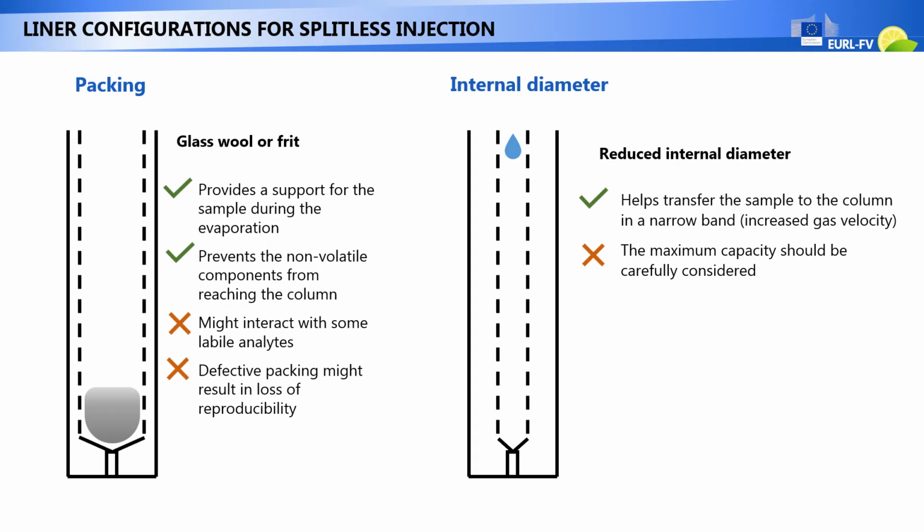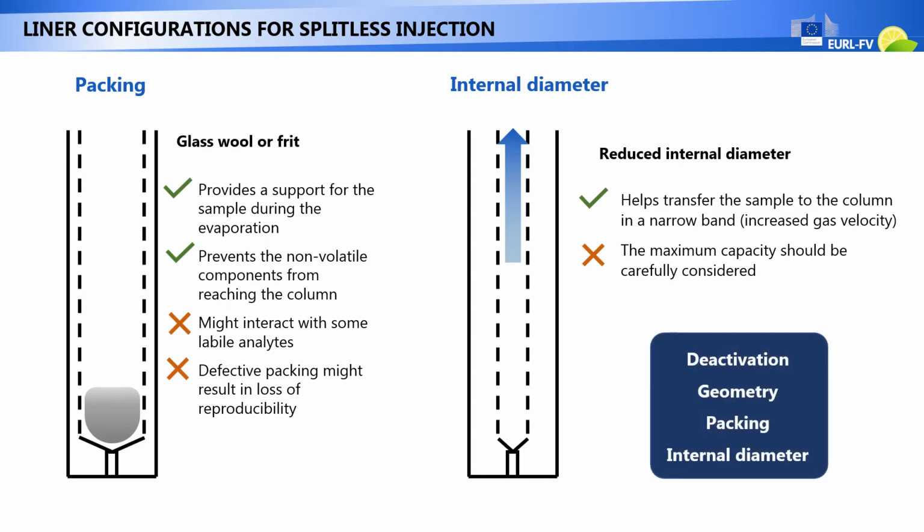A reduced internal diameter could help transfer the sample to the column in a narrow band due to the increased flow and gas velocity. However, the maximum capacity of these liners should carefully be considered because if the volume after the sample evaporation is higher than the maximum capacity of the liner, part of the sample will flow over the top of the liner. This will result in a loss of sensitivity and reproducibility, and probably in the inlet contamination. We will now compare how these configurations affect the liner performance.